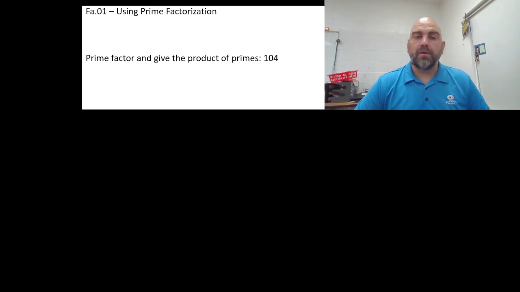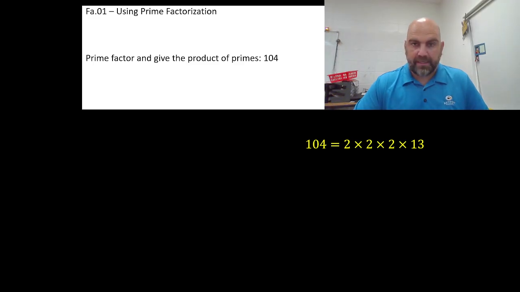All right, 104. It's going to be divisible by 2 because it's an even number, and we're going to get to the point where we get 2 times 2 times 2 times 13. That 13 is a prime number. It's a little bigger one, but we could still potentially see that. So our product of primes is 2 times 2 times 2 times 13. The prime factors of 104 are 2 and 13, and we can describe that with exponents, where 104 is the product 2 cubed times 13. So 2 cubed times 13 would be our product when we have powers in there.